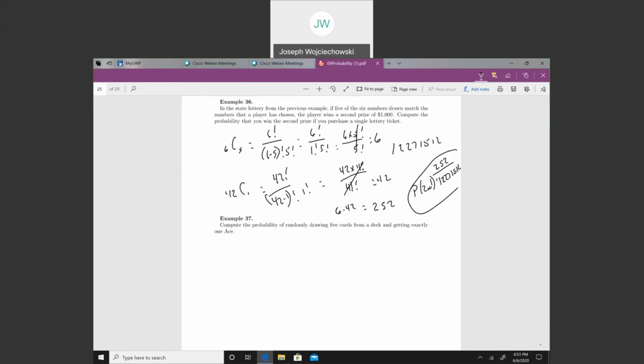So compute the probability of randomly drawing 5 cards from a deck and getting exactly 1 ace. Okay, so there are 5 things we have to look at. Ace, non-ace, non-ace, non-ace, non-ace; non-ace, ace, non-ace, non-ace, non-ace; and so on, with the ace in each of the 5 positions. We have 5 ways we can do this, but the probability of any of these is going to be the same. So we can simply multiply the probability of any one of them times 5.